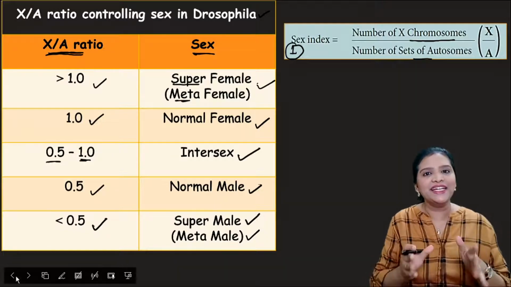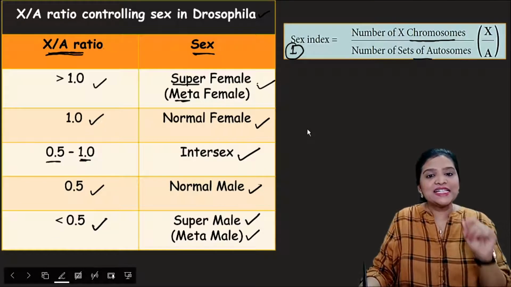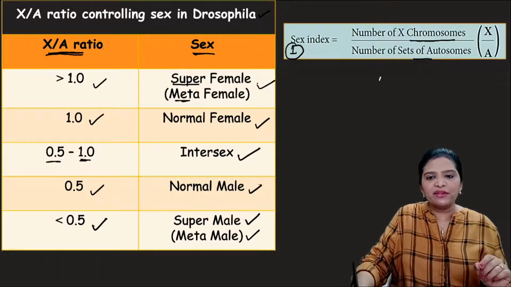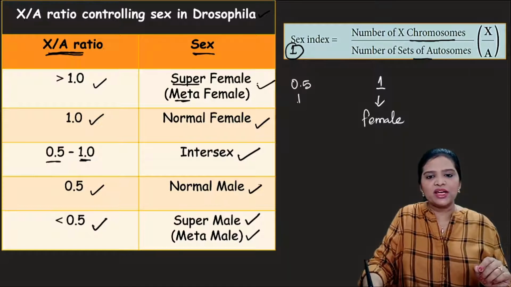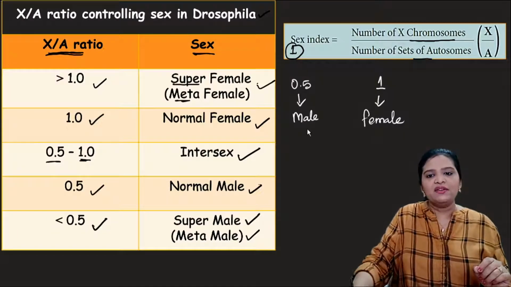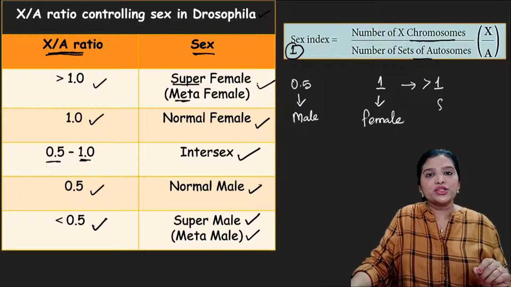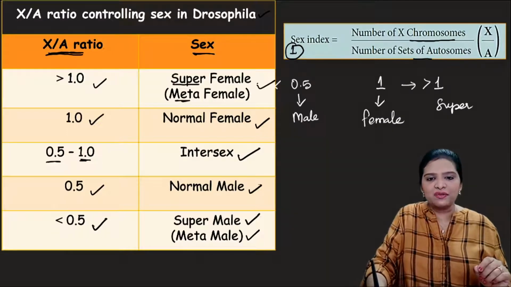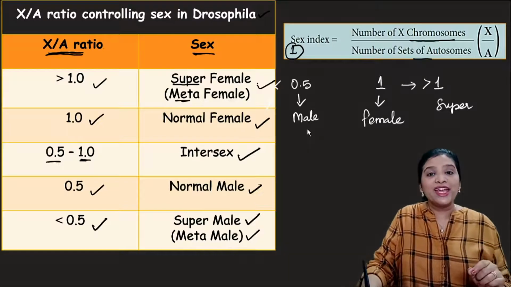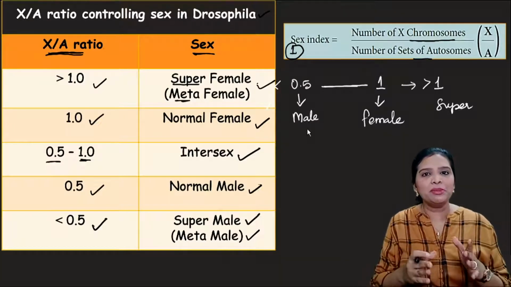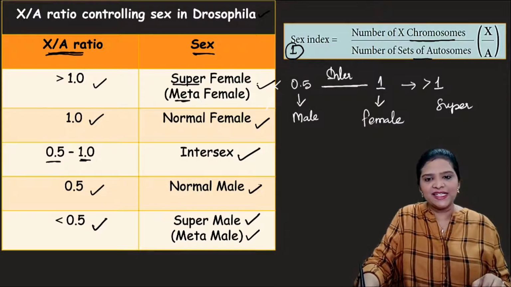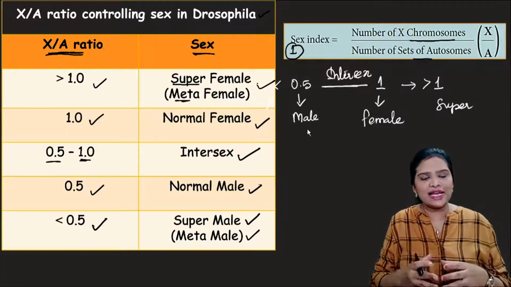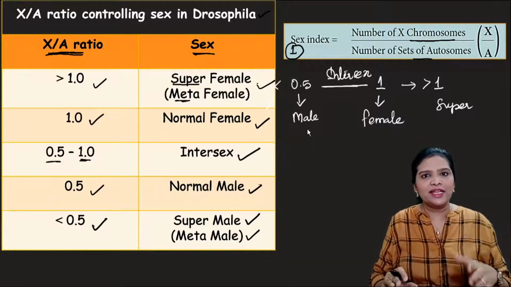It is an intersex. Okay. So see here, this sex index ratio is very important. If it is coming as 1, this organism will be a normal female, right? If it is coming as 0.5, this organism will be a normal male. If it is more than 1, this will be a super female, and if it is less than 0.5, this will be a super male. Any organism whose sex index ratio is between 0.5 and 1, that means 0.6, 0.7, 0.8, 0.9, is called an intersex. Okay. So this is how Bridges calculated the sex determination in Drosophila.